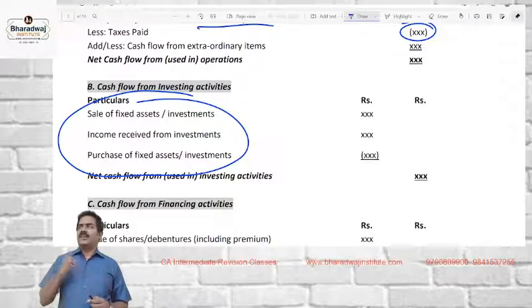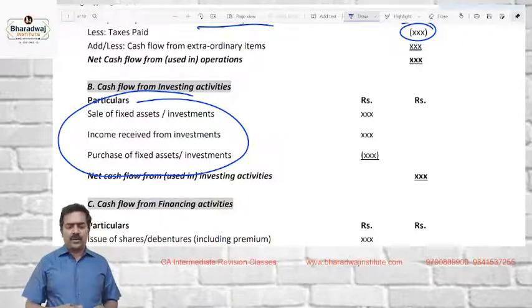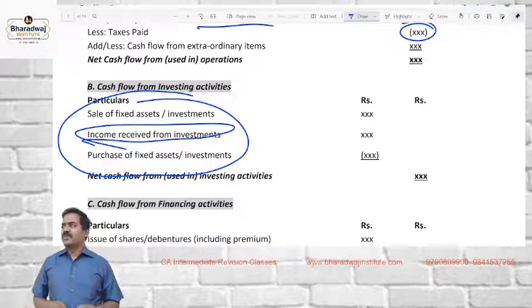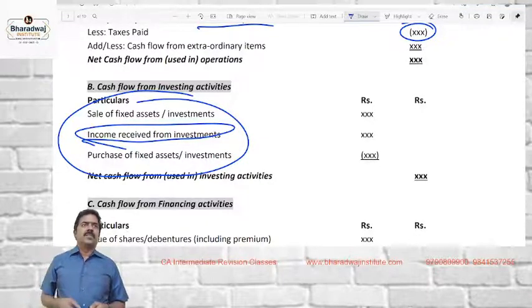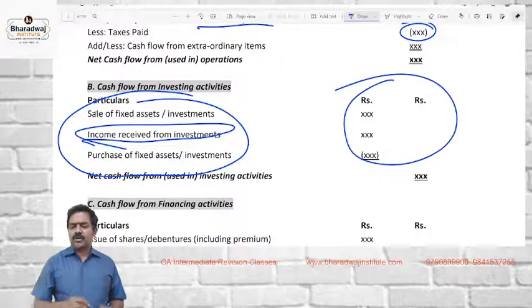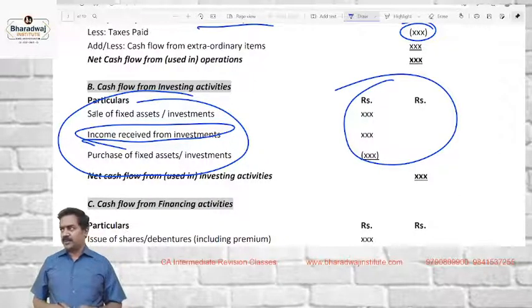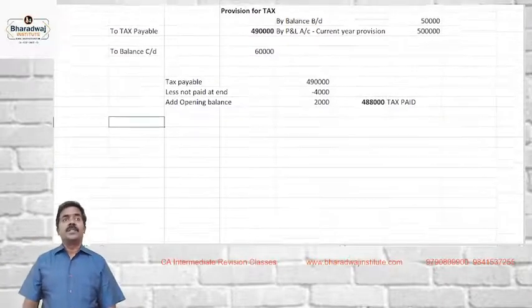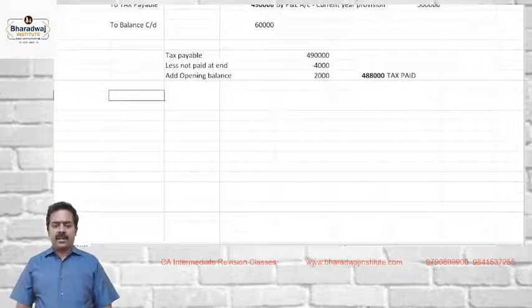Simple. When you buy, it is an outflow. When you sell, it is an inflow. One extra thing is income from investments, for example interest and dividend; all those incomes you have to consider. So this is more to do with the asset side approach. Now here also, they can add a complication by giving depreciation on assets.